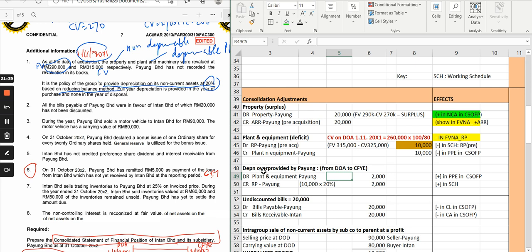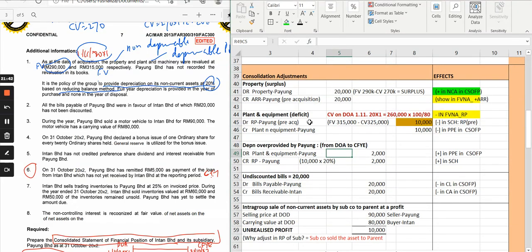Next, you also need to adjust the depreciation. Whenever you have a surplus, it will give rise to a depreciation adjustment, which is an under provision. But here you have a deficit. So the deficit will also be related to the depreciation, where it is going to be an over provision of depreciation from the date of acquisition, 1st of November 20X1, until the current financial year end, 31st of October 20X2. So we're going to adjust the depreciation. How? We take the deficit, multiply by the 20% and times 1 year. So you get 2,000. Depreciation over provided means you need to reduce your retained profit.